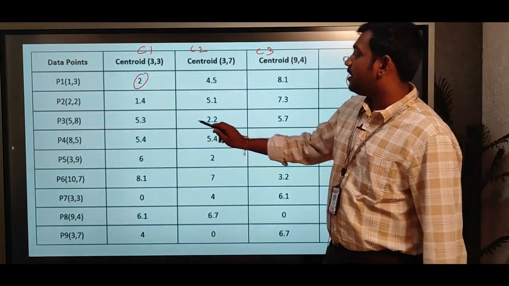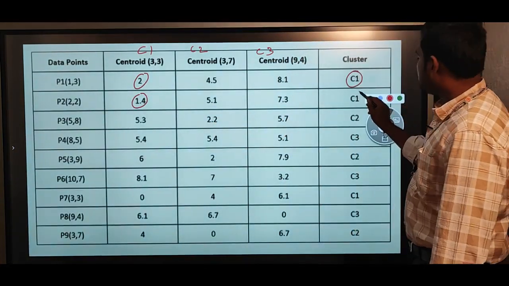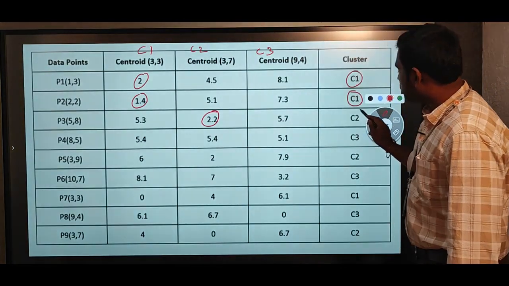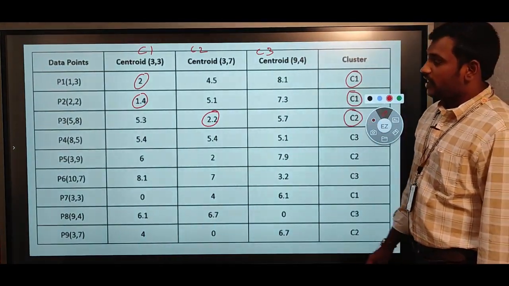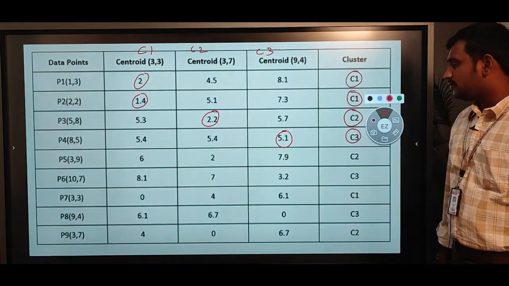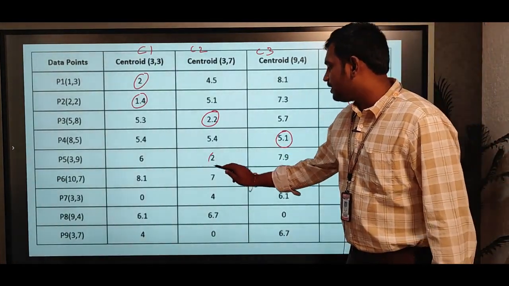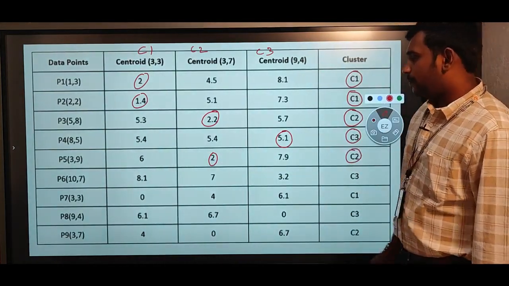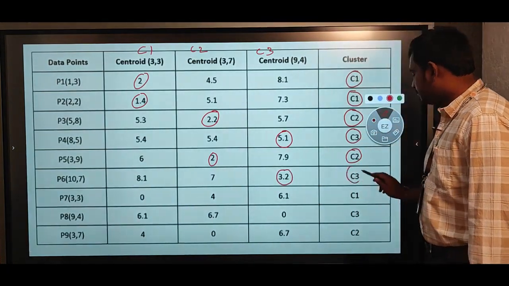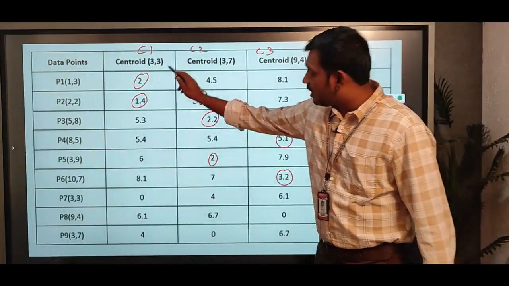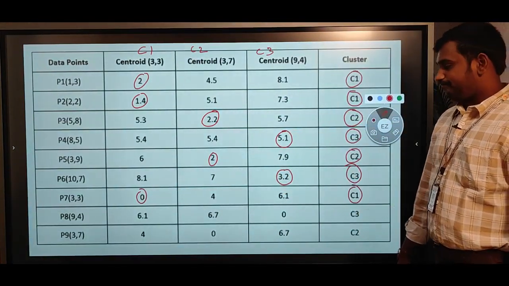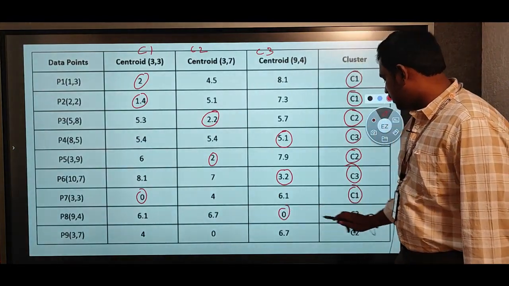So from this, what is the least value? Again C1. So it is C1. For this, C2 is the least value, so it is assigned to C2. For P4, what is the least value? C3. So it is assigned to C3. For P5, C2. For P6, this is C3. For P7, the distance from that point to itself is 0, so it is assigned to cluster 1. P8 is 0, so it is assigned to cluster 3.